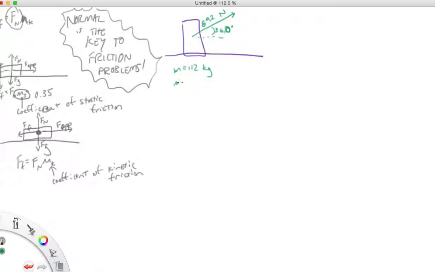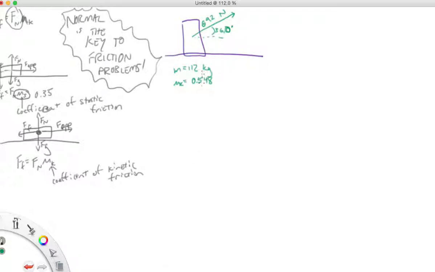So let's say it's kinetic. It's 0.548. That's mu k. Do we know anything else? No, that's all we know. Okay. Now, we want to do what? What do we want to find? We want to find the acceleration experienced with a crate.